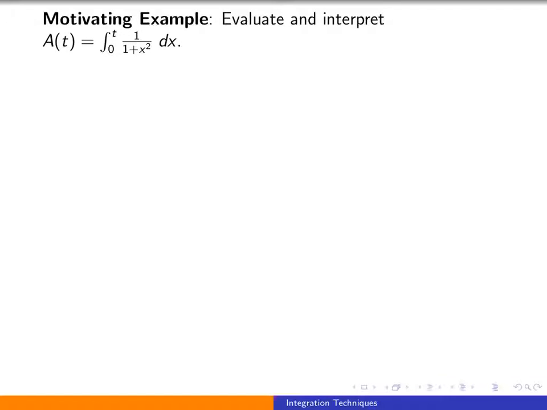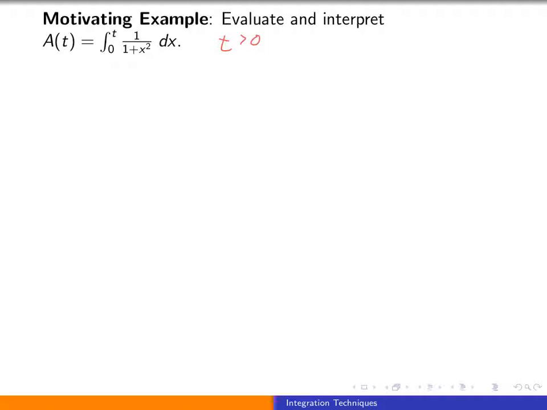In this video, we will give an overview of improper integration. So let's start off with a motivating example. Let's evaluate and interpret the quantity A of t equals a definite integral from 0 to t of 1 over 1 plus x squared, where here the assumption is that t is bigger than 0.